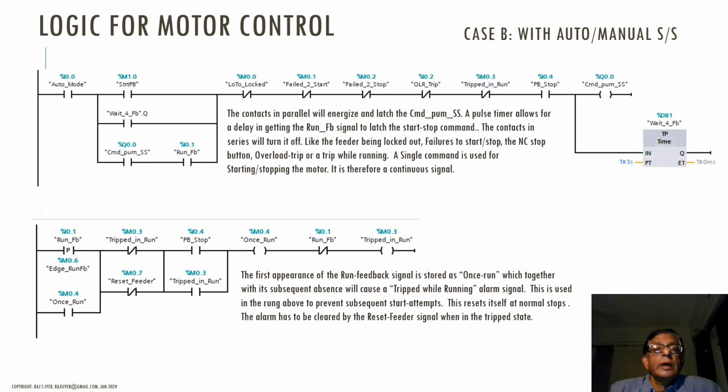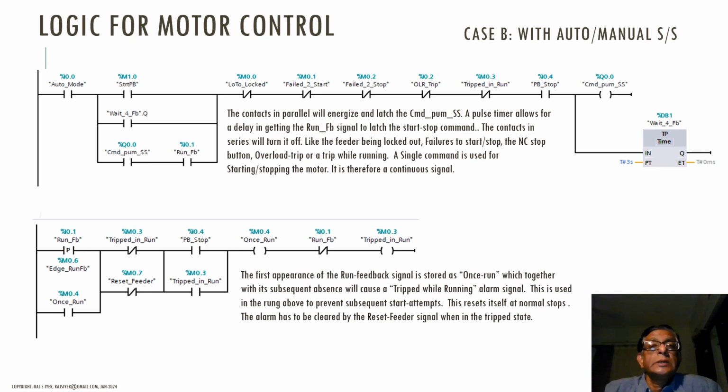Okay, now they are like lockout tagout locked, then fail to start, fail to stop, the overload trip, which is a physical signal. That is, we have discussed how that relay is wired, that CR OLR, and trip didn't run, which is a derived signal in the second rung, and then the wired push button stop, which was an NC. That is why we are using a NO contact here. Okay, and finally you have the output enable coil, which is the command pump underscore SS for start stop.